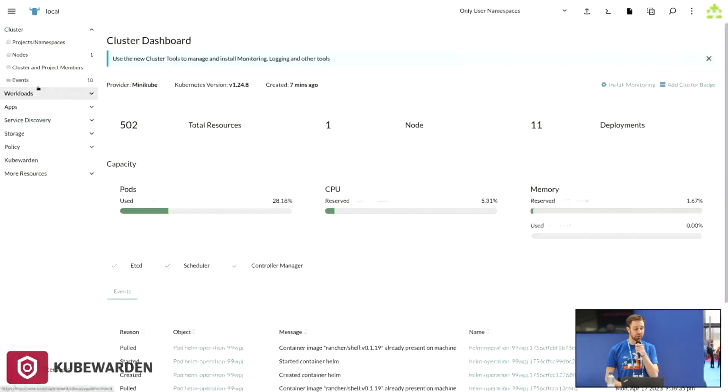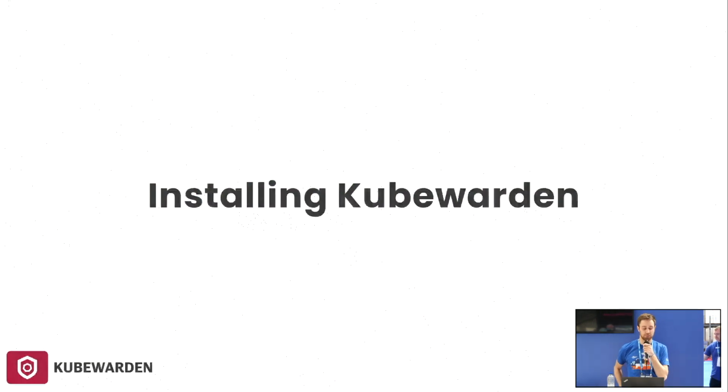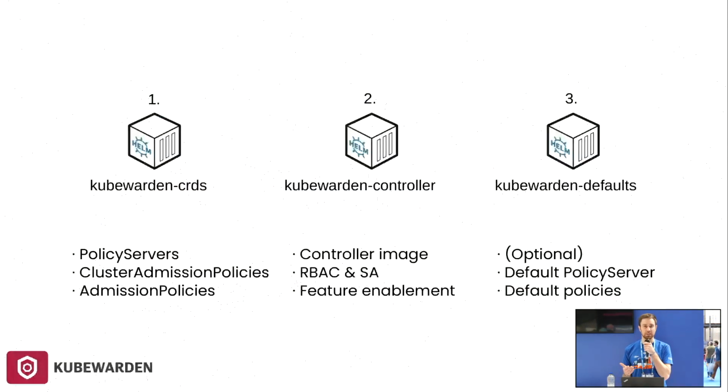So how to install Kubewarden? You can see Rancher here on the screen, and if you look at the top left, you can see the Kubewarden tab. With that tab, you would have the extension of Kubewarden installed for the UI. And once you have that installed, you can just click there. It's gonna be super easy. And with that, you go through the whole thing and install the charts.